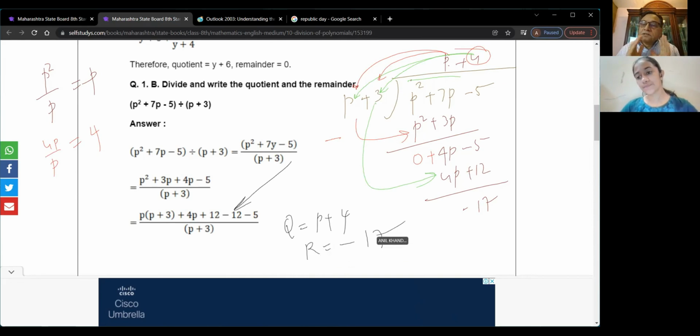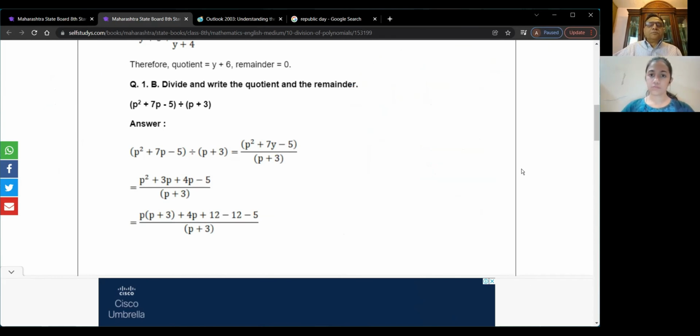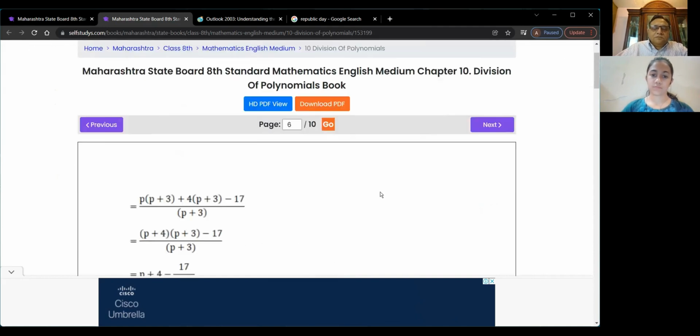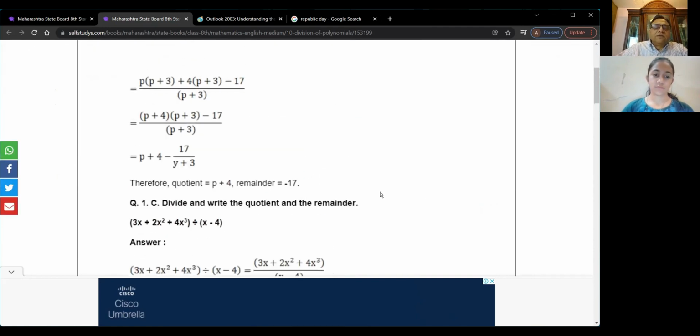This is a good method. So try to practice more questions using this method. So let me clear the screen. Let us see the school answer also. Just compare. 17 they got, right? So see 17. Same thing, right?